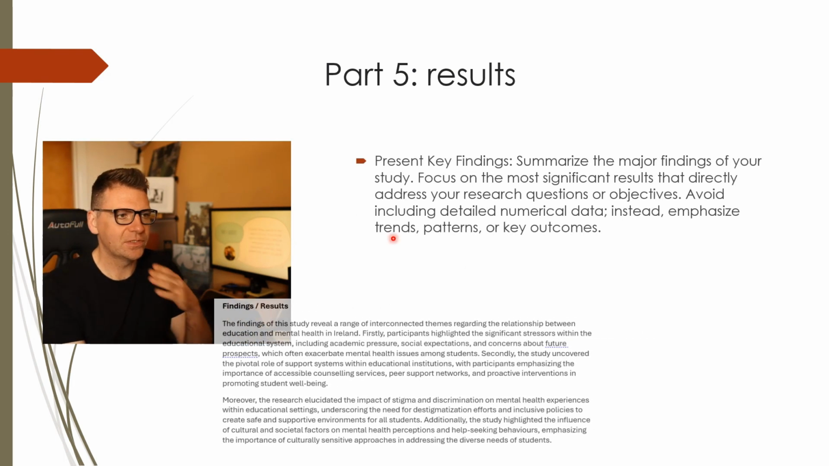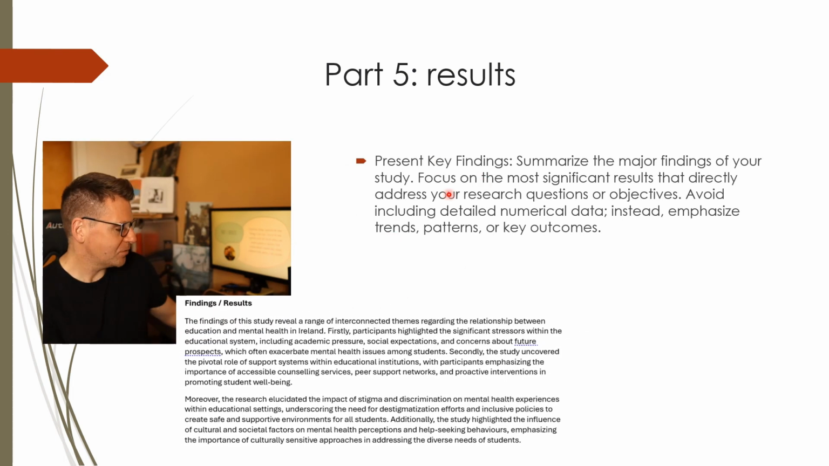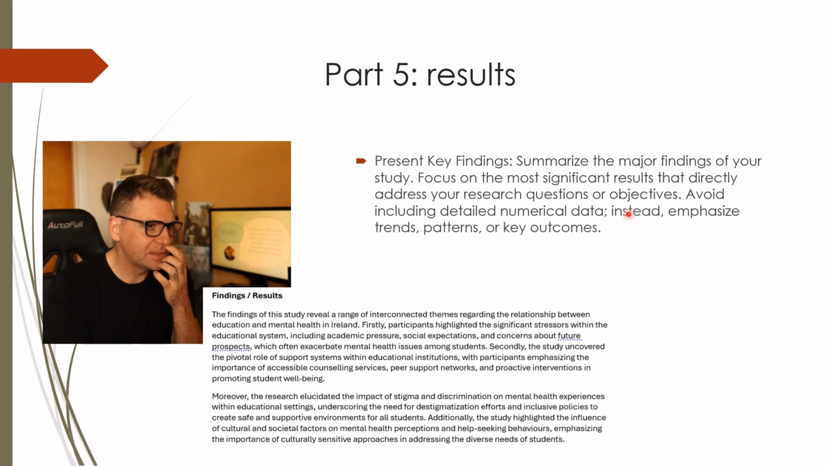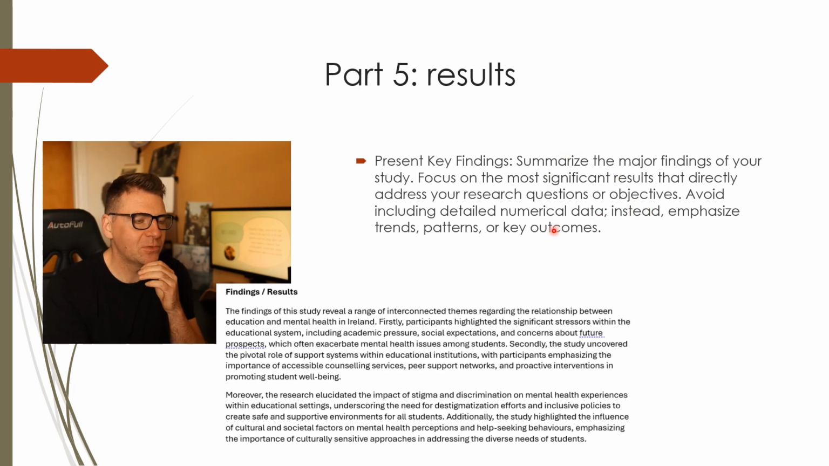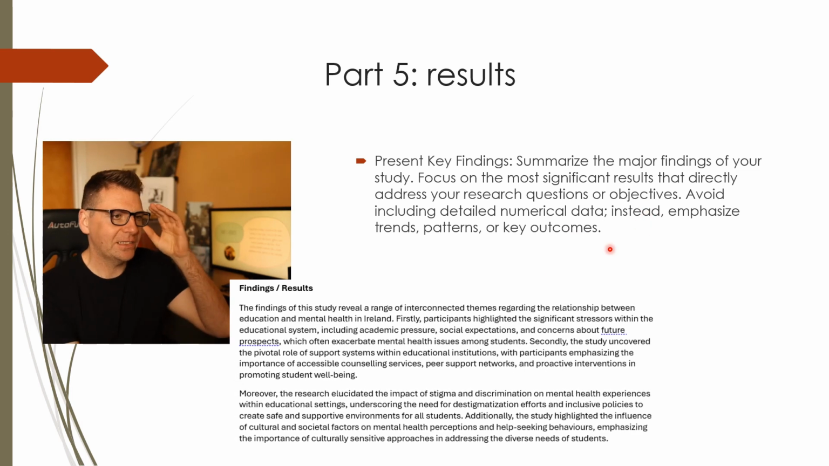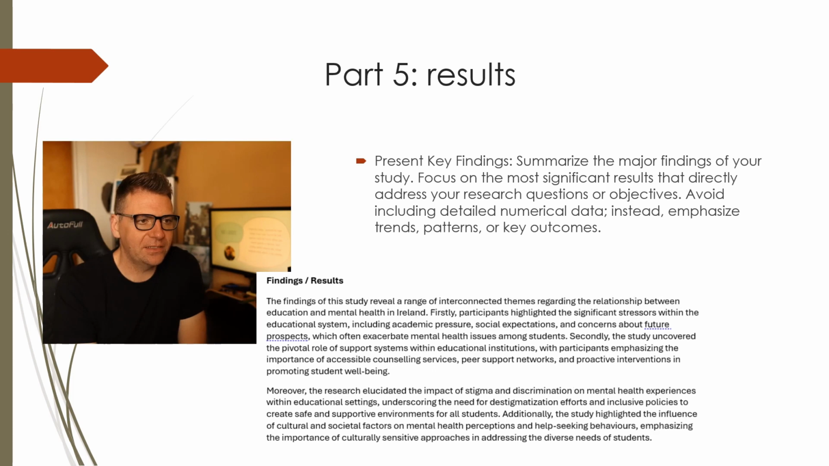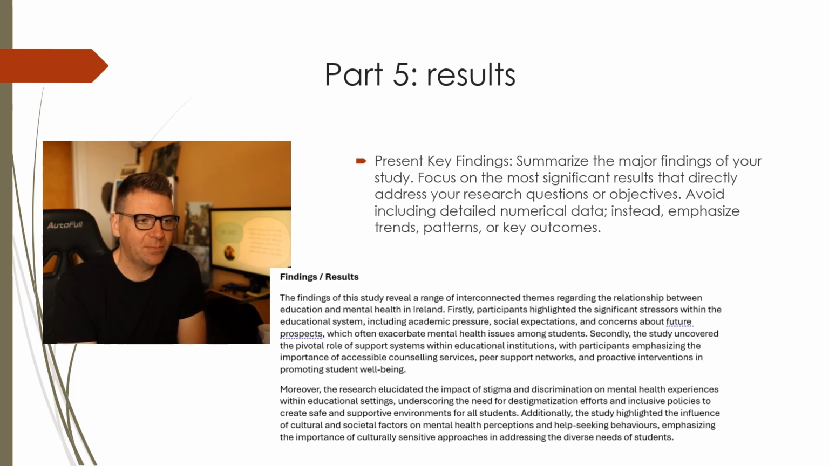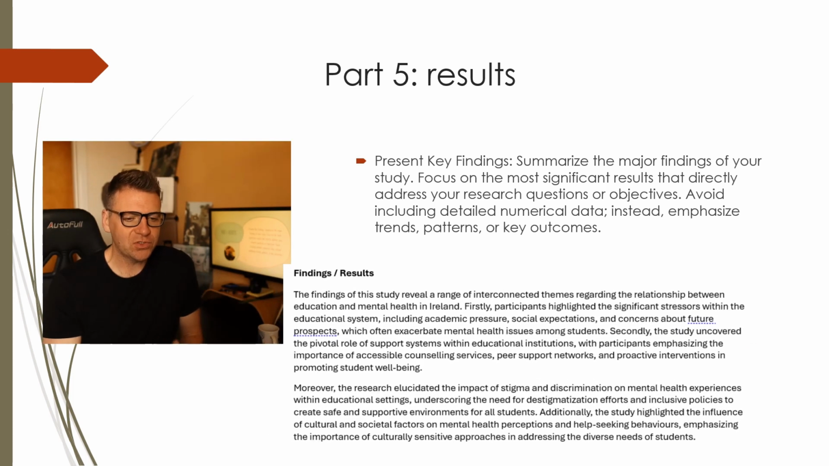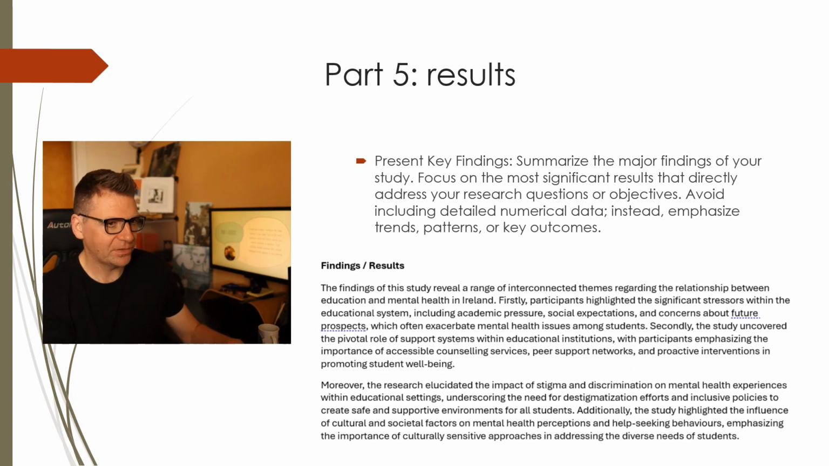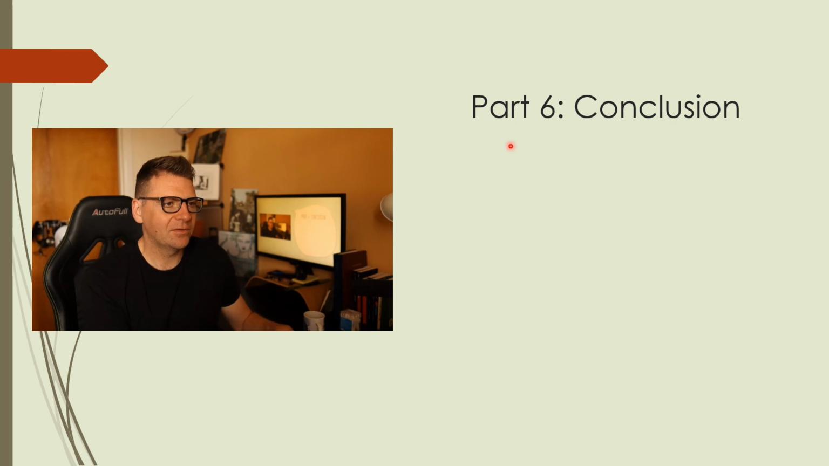Part 5, the results. This is a very important part of the abstract and most people forget about it. So you're presenting the key findings, summarizing the major findings of your study, focusing on the most significant results that directly address your research question. Avoid including detailed numerical data, instead emphasize trends, patterns, or key outcomes. And if you can sum up what your thesis has done in a little 1 or 2 sentences, that's perfect. That's all they want. And then of course the conclusion.